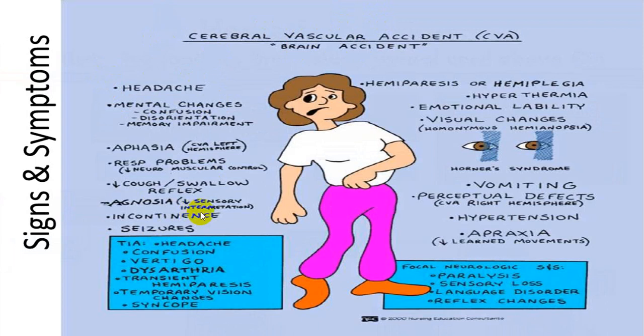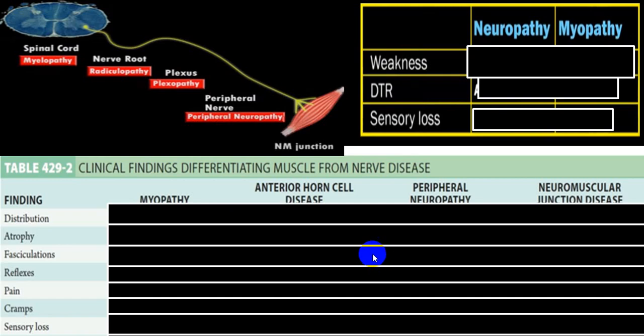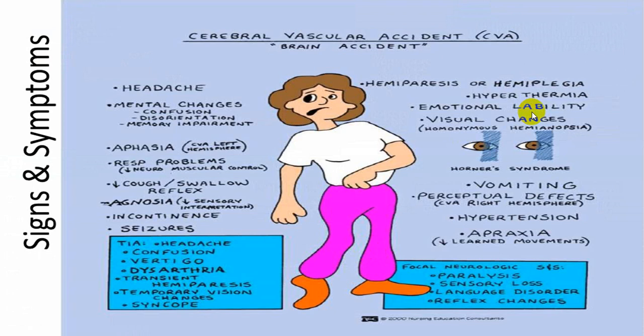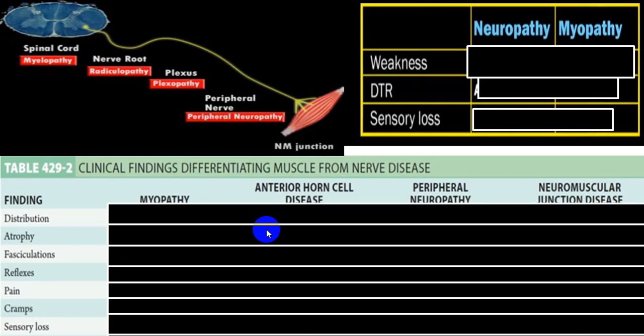In general, all those we have mentioned: headache, altered level of consciousness, Broca's aphasia or global aphasia or Wernicke's aphasia. A person can have difficulty in swallowing, impaired cough reflex. You can have finger agnosia, incontinence, seizures, etc. And on a hemiparetic side, you can have emotional lability, visual disturbances like homonymous hemianopia. A person can have vomiting, etc. because of raised intracranial pressure. This will be all together the combined finding. And for localization, we have already mentioned the majority of the things.